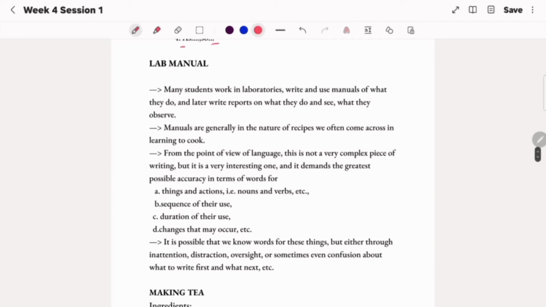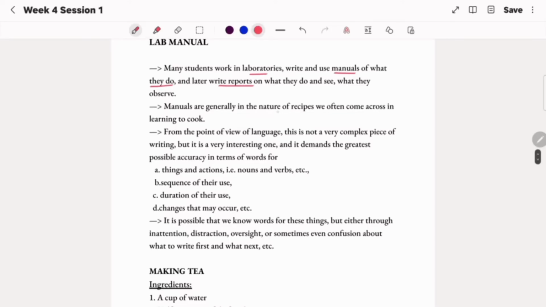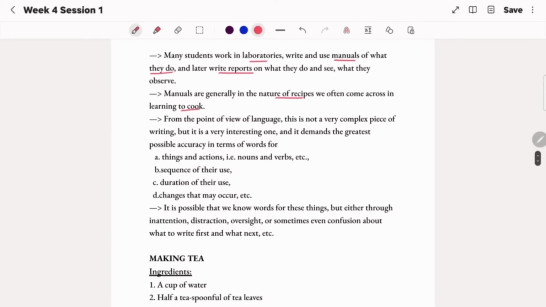And coming to the next part, lab manuals. Many students work in laboratories, write and use manuals of what they do, and later write records of what they do, see and observe. These are generally in the nature of recipes we often come across in learning to cook. From the point of view of language, this is not a very complex piece of writing, but it is a very interesting one, and it is also useful.